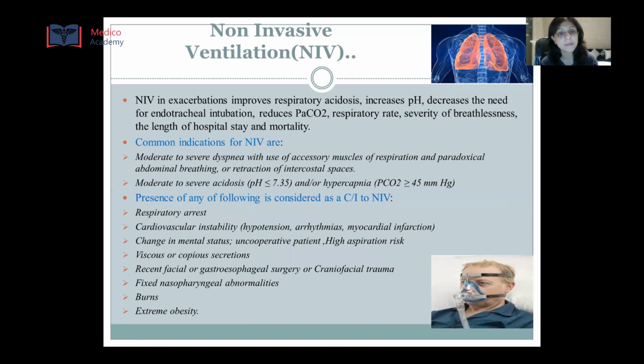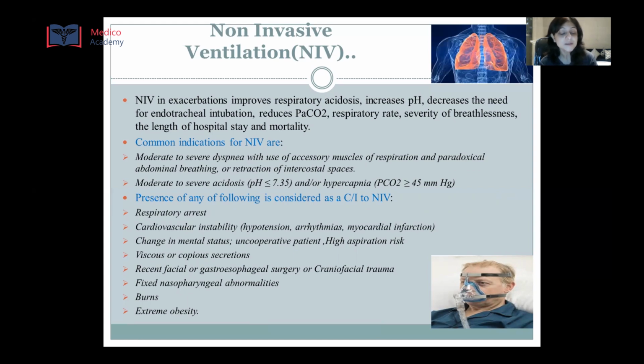So what are the common indications for the use of NIV in these patients? First, moderate to severe dyspnea with the use of accessory muscles of respiration and paradoxical abdominal breathing or retraction of intercostal spaces. Moderate to severe acidosis with pH of less than 7.35 with or without hypercapnia, that is PaCO2 of more than 45 mm of Hg.